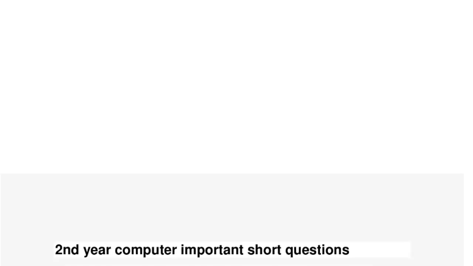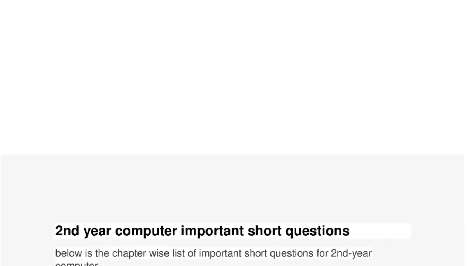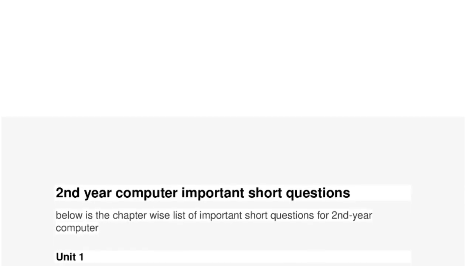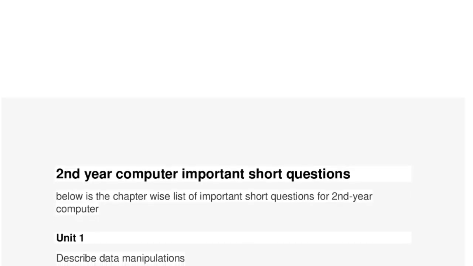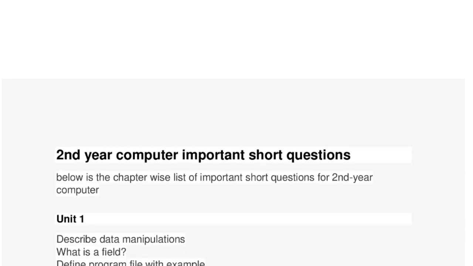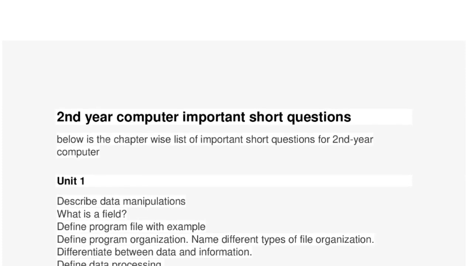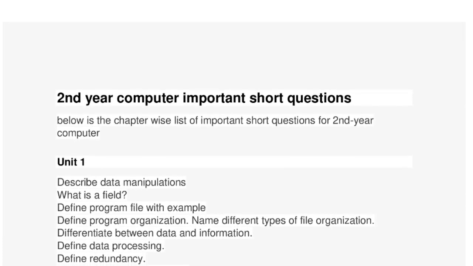Second year computer important short questions. Below is the chapter wise list of important short questions for second year computer. Unit 1. Describe data manipulations. What is a field? Define program file with example. Define program organization. Name different types of file organization.